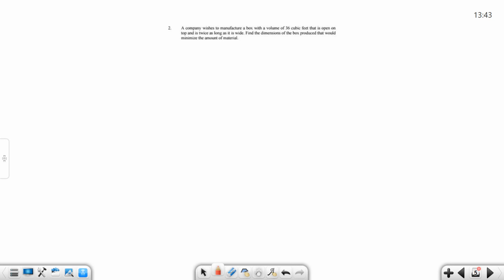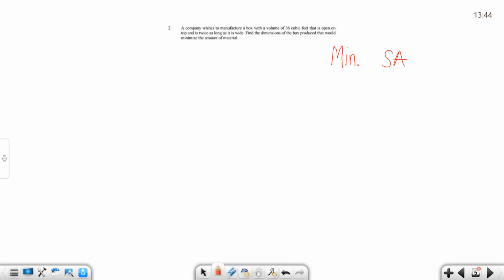Okay, a company wishes to manufacture a box with a volume of 36 cubic feet that's open on the top, twice as long as it is wide. Find the dimensions that would minimize the amount of material. Okay, so here's what's important here. We're going to minimize the amount of material. And when we have amount of material, that's actually called the surface area.